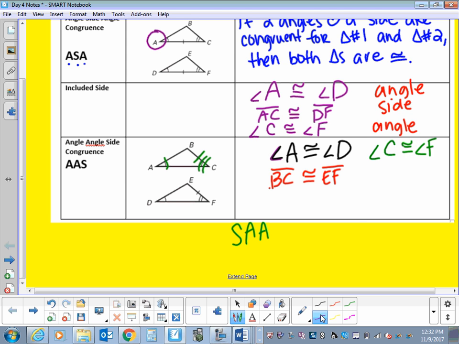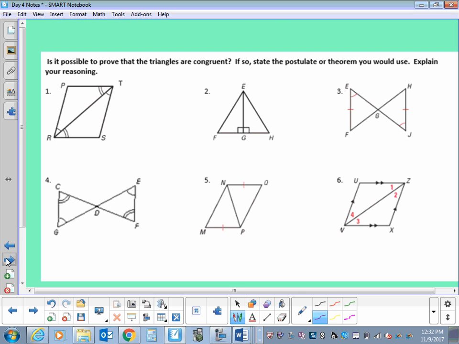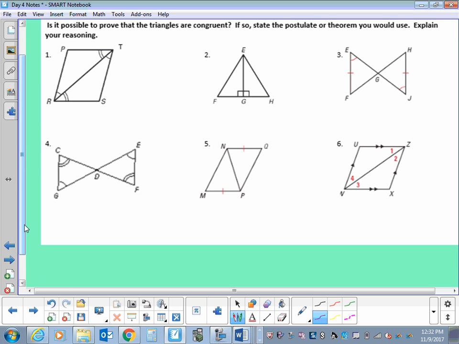My directions say, is it possible to prove that the triangles are congruent? If so, state the postulate or theorem. We're not stating the postulate or theorem, but we are going to state what it is. What did I say about a shared side? Shared sides are congruent. You guys remember that? Let's put a line there.